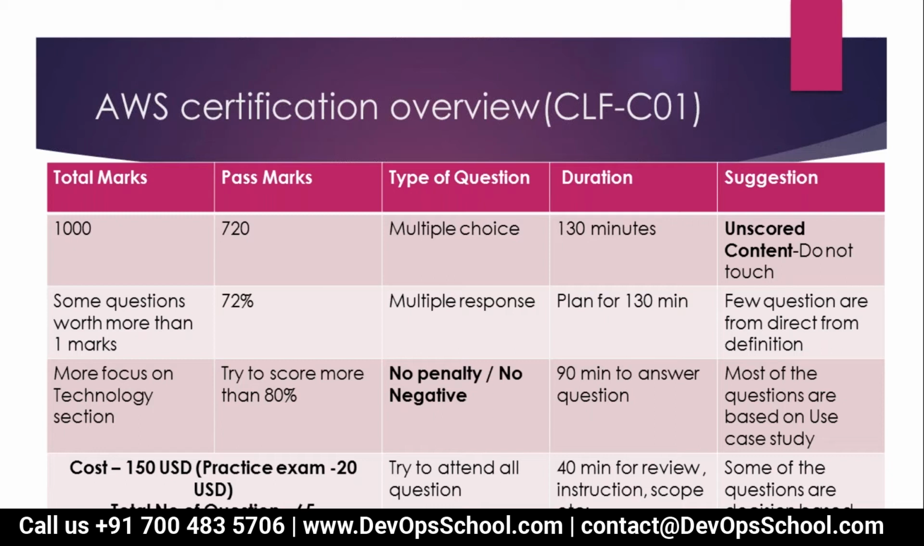In the exam they will ask you multiple choice and multiple response. Multiple response is where more than one answer is correct, like a checkbox. You have to select, out of 4, maybe more than one answer is correct. And multiple choice is where out of 4, only one is correct. Clear? What is the difference between multiple choice and multiple response, guys?